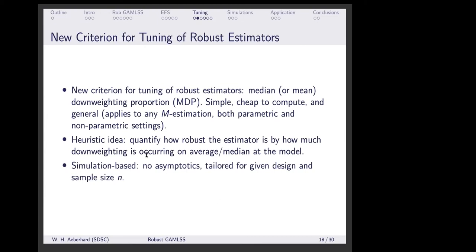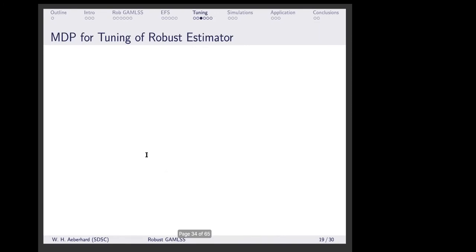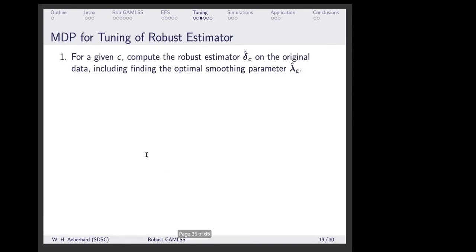And the heuristic idea is really to quantify how much downweighting is happening if the data exactly come from the assumed model. And to do this, we actually simulate. We don't use asymptotic formulas. And I can actually show you the recipe here. It's actually fairly easy to describe. First, you need to pick a value of your tuning constant C. So pick any value. We'll have to do a bit of trial and error here.